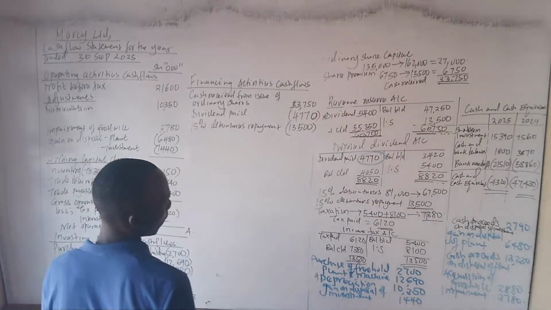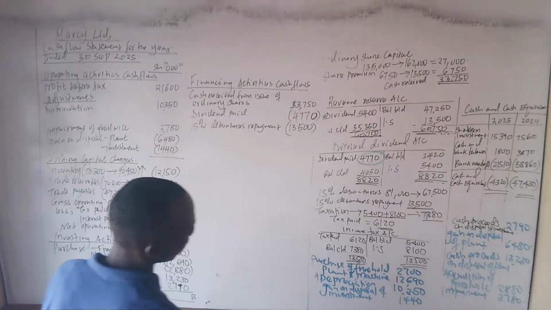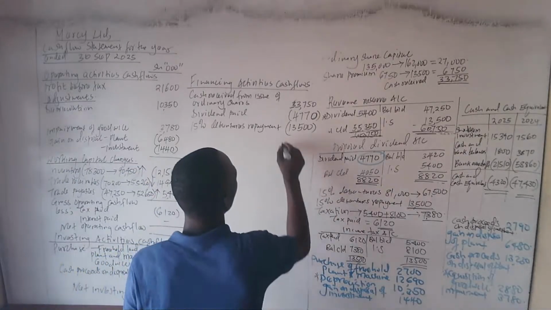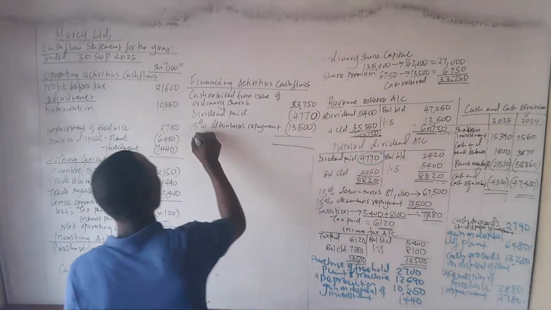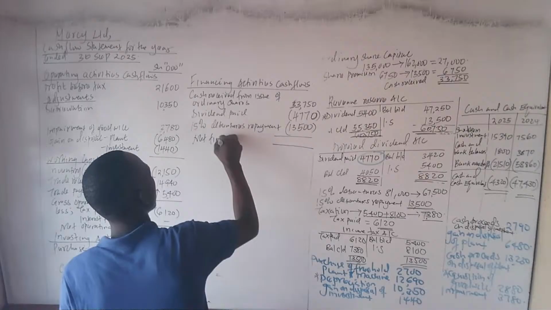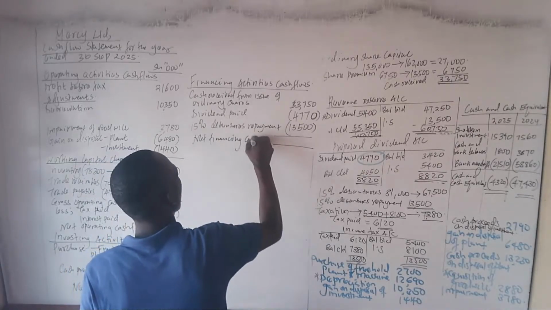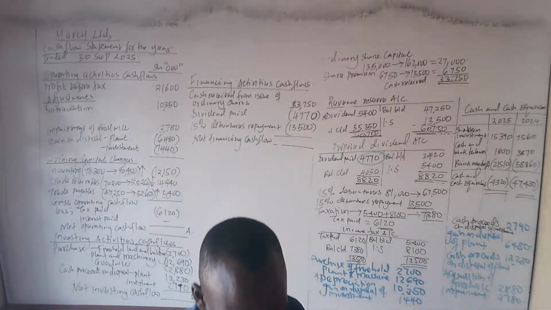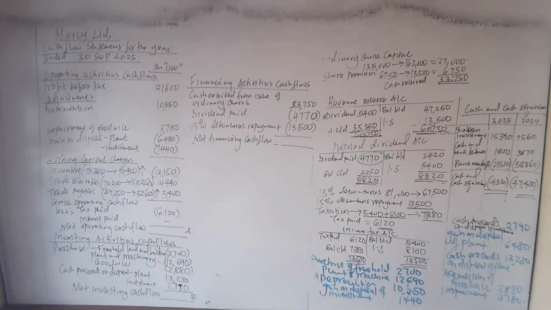Then from there, we had what else? I think we are done. That is the financing activities cash flows. Then once we are done, we are going to get what we call the net financing cash flow. We are going to have the net financing cash flow of how much?